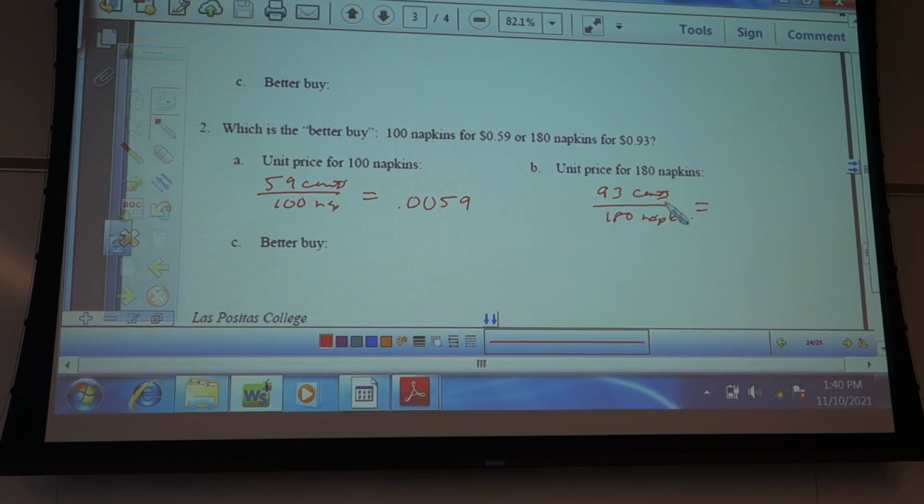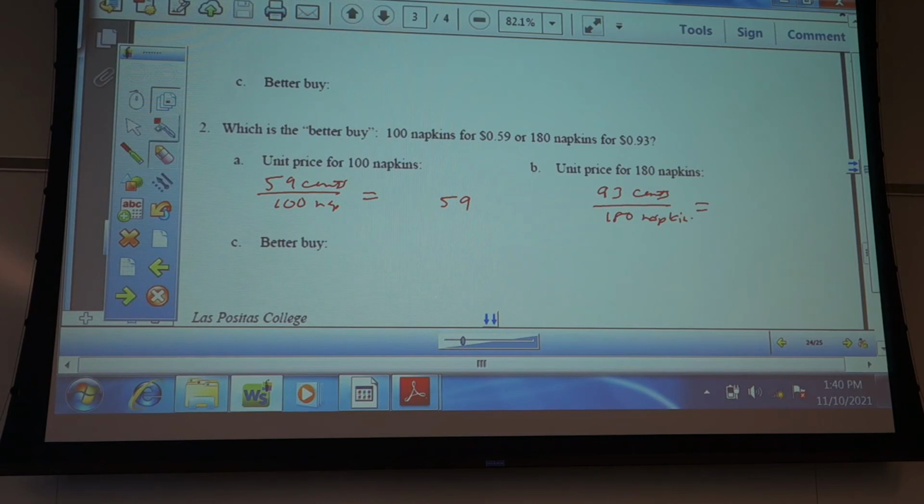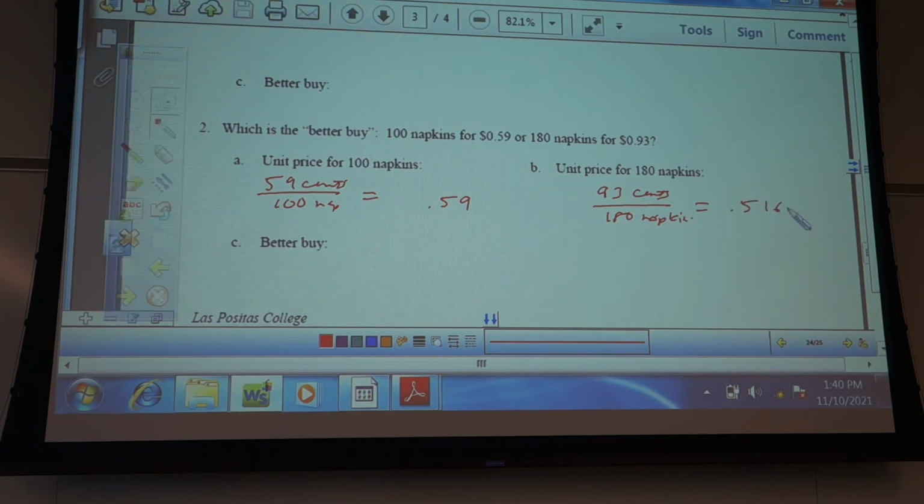And then what's the other one? 0.0051. 0.00516. 0.005166? But you don't even take it out that far, right? So which one's cheaper? 180 napkins. All right, great.